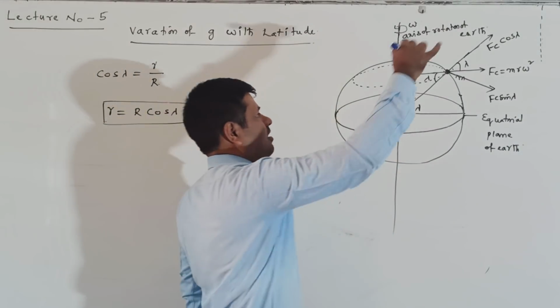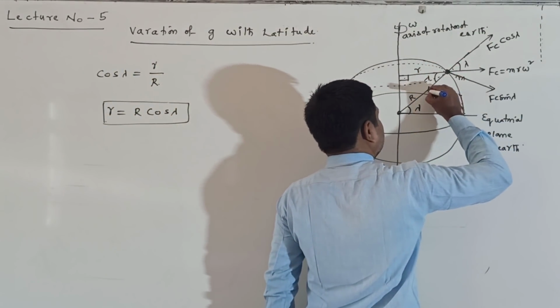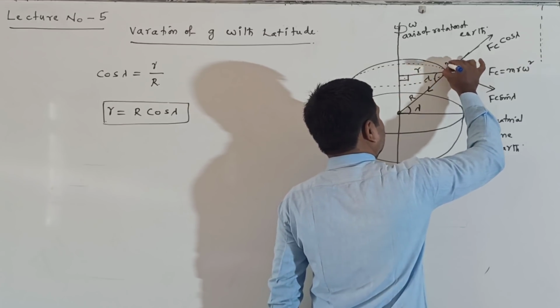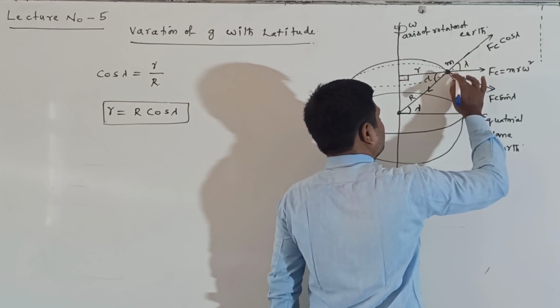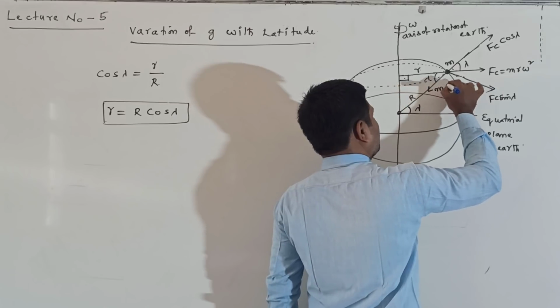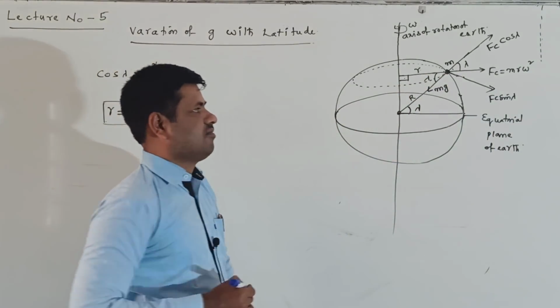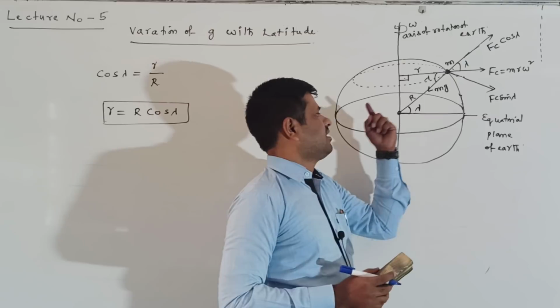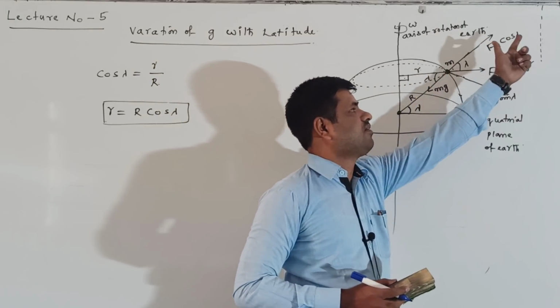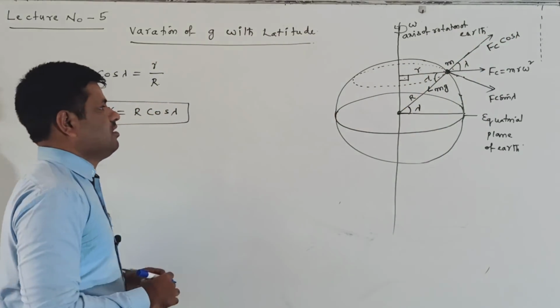Okay, that Fc cos lambda is acting in this direction. This is what is here. This is a body having the mass small m. Already we know that mg is attracting towards the center of the earth, while Fc cos lambda is acting away from the center of the earth.